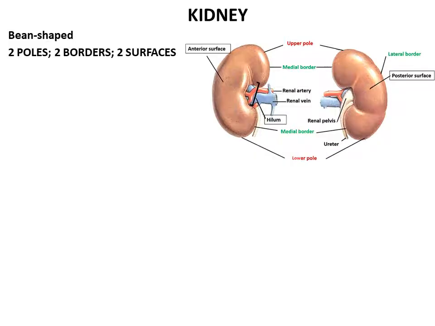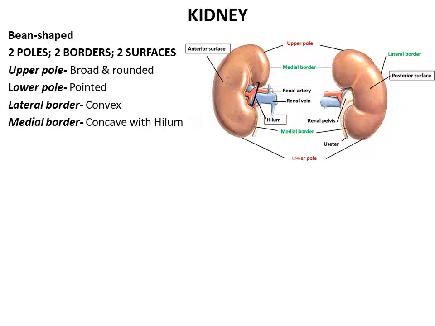The gross features of the kidney. It is bean-shaped and consists of two poles or two ends, two borders and two surfaces. The two poles are the upper pole, which is broad and rounded, and the lower pole, which is pointed. The two borders are the lateral border, which is smooth and convex, whereas the medial border is concave, and there is a depression in the middle of the medial border known as the hilum. This is the area where structures enter and leave the kidney.